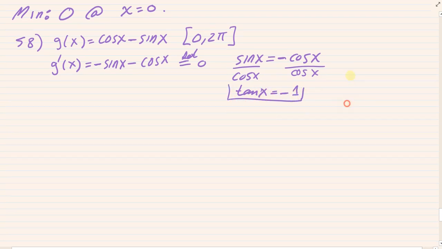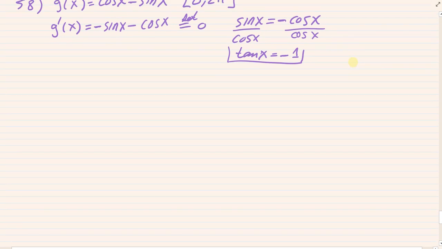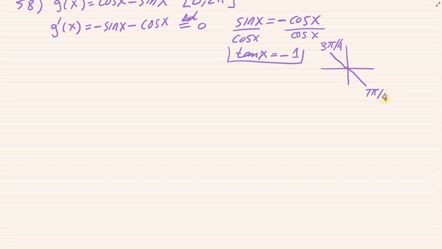Okay, now let's see. Tangent is negative 1, so we need to know for what special angle. Tangent is negative 1 at 3 pi over 4, right? And 7 pi over 4. Those are the places where tangent is negative 1, right? On that interval 0 to 2 pi.